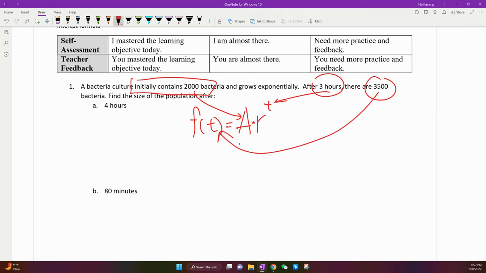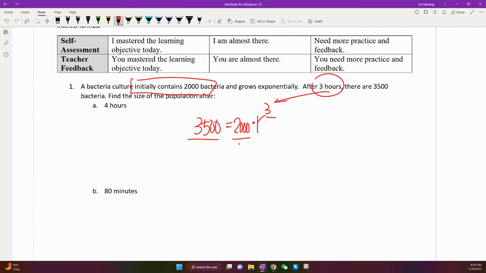So let me replace it right here. I have 3,500, so let me erase this and make it 3,500. Then replace that initial with the 2,000, so the a is gone, we have 2,000. T is 3 hours, so let me erase the t and make it a 3. Now I have this, this, and this. That means the only unknown term right now is our rate, which is my b, the letter b right there.